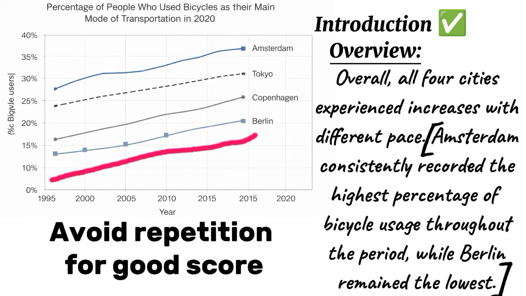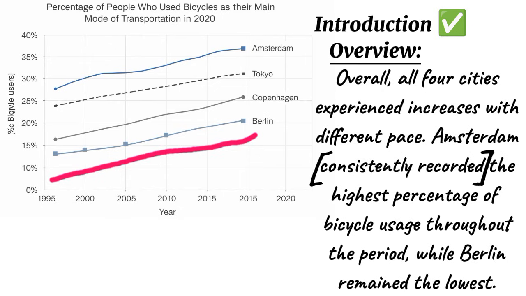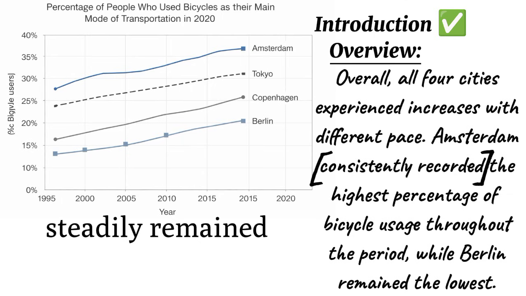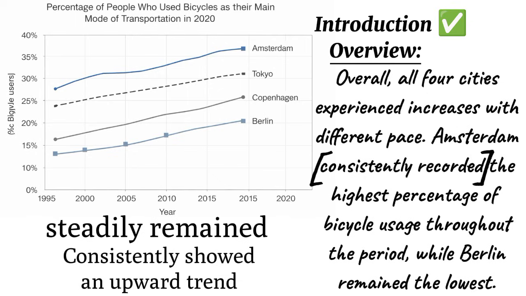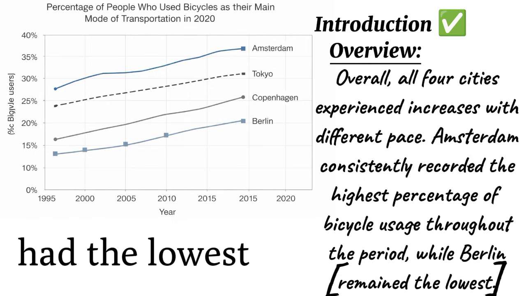Also note how I avoid repetition, which can also lower your band score. The first time I said consistently recorded, and after that I said remained the lowest, but actually it was also consistently recorded for a specific period of time, and this is a good sign of a high band score. Instead of consistently recorded, I could also use steadily remained or consistently showed an upward trend, and instead of remained the lowest, I could say had the lowest and so on. So that's all with our overview.